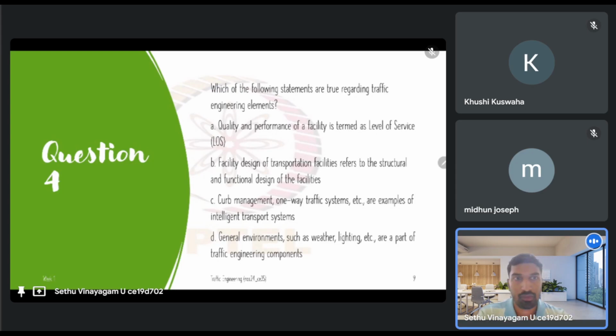Okay, so we have one more for option A and B. Any other answers?